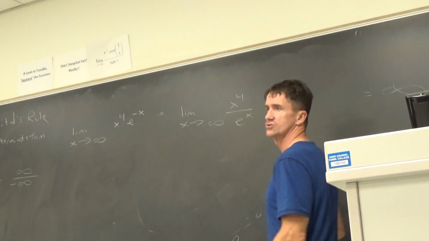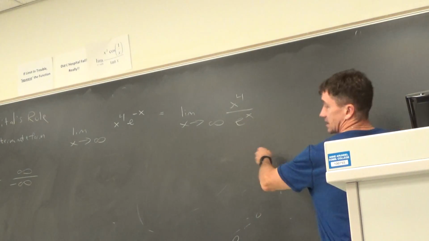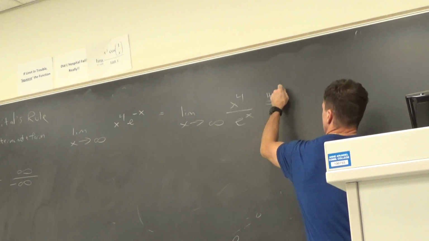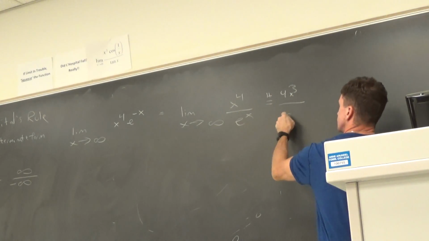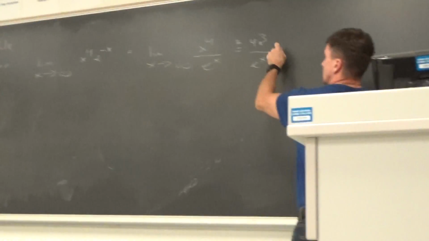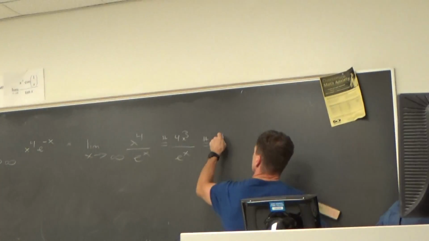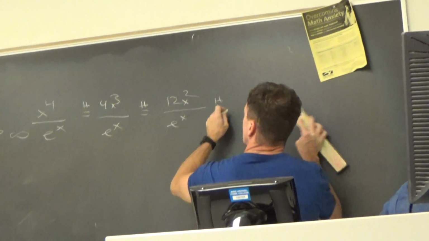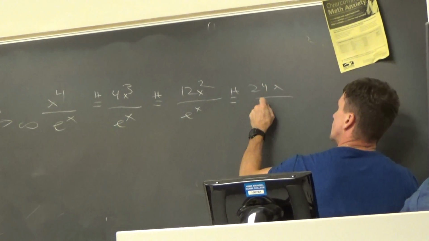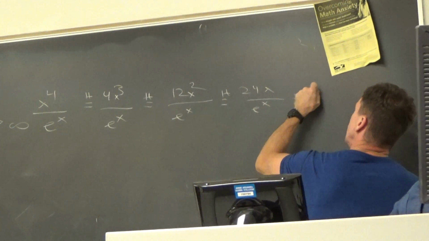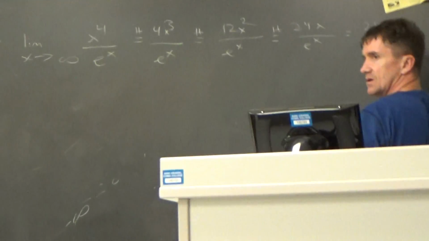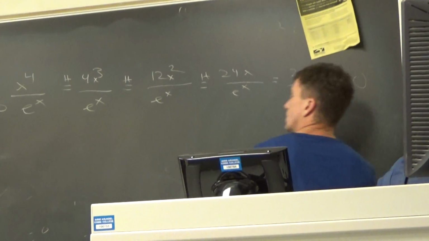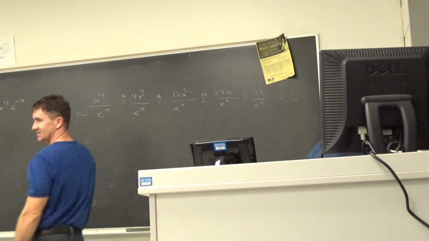But I'll crunch through all of L'Hopital, okay? It's going to take me about 4 steps, though, because what's the derivative of x to the 4th? 4x cubed. I still have variables. So e to the x. Do it again, I get 12x squared over e to the x. Still have variables. Again, 24x. Finally, I get 24 over e to the x. What's 24 over an infinitely large number? 0. You wouldn't have to show all that work.